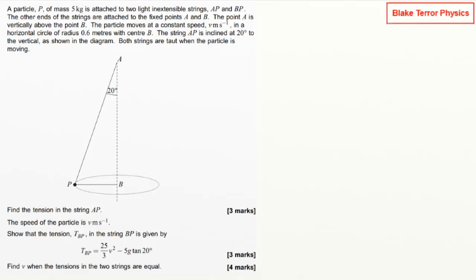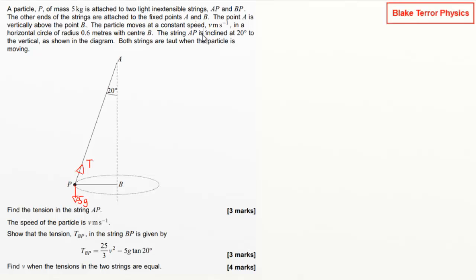Hello, another circular motion question. Diagram and text. Let's go through the text, add things in. Particle P, mass 5 kilograms. So we've got 5g going down from P here, adding our forces in. Might as well put the tension on while we're at it. That must be one string going up there. Don't know what's going on the other one.